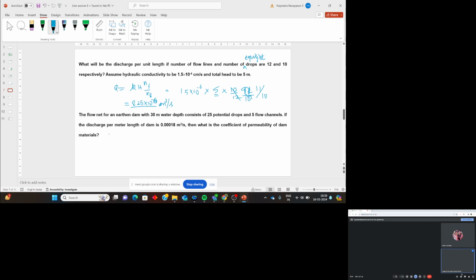Now this problem is just an inverse. So you have head, you have ND, you have NF, you have Q. Now you calculate K. So you solve this question now.